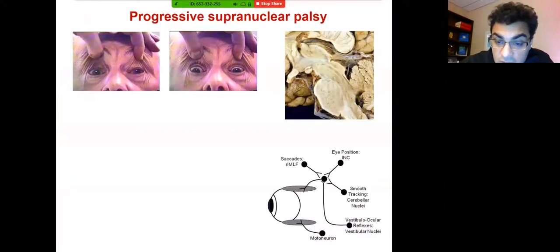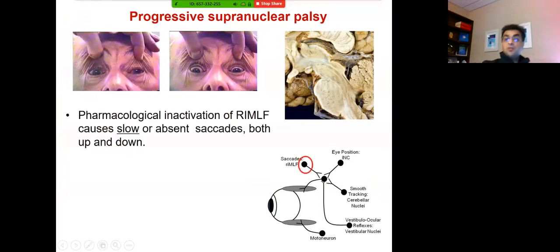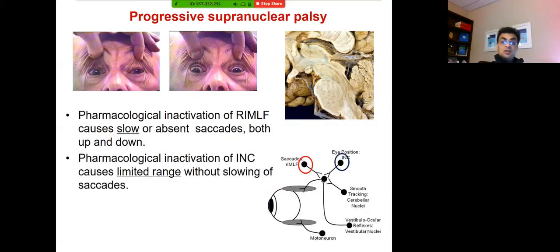So essentially again, interstitial nucleus of Cajal, RIMLF, they all go to the superior rectus, but vestibular ocular reflex doesn't have this circuit, so vestibular ocular reflex can sometimes be intact in progressive supranuclear palsy. We know that pharmacological inactivation of RIMLF causes slow or absent saccades, both up and down, but inactivation of INC causes limited range without slowing.